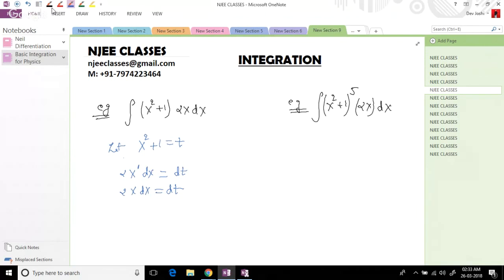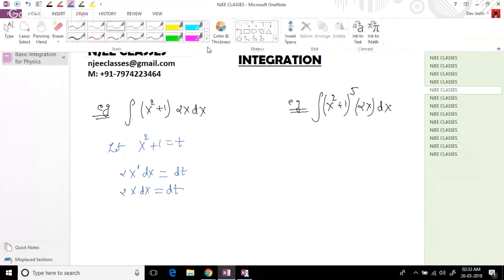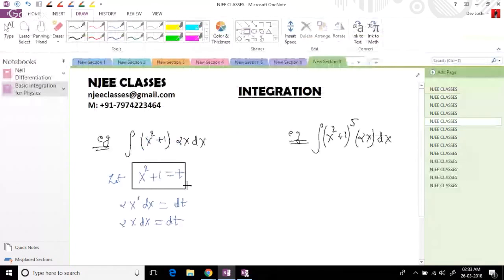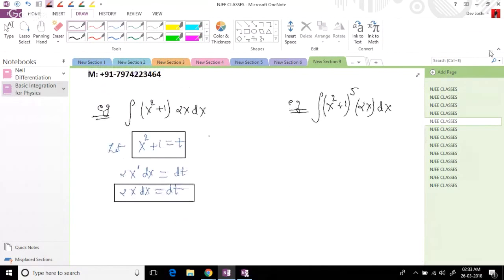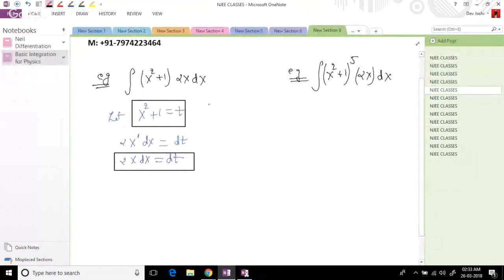Now put in the values. What values do we have to put in? We have to put in both values: this value, as well as the other value, 2x dx. Just put both these values in the above equation. So now what are we getting? We are getting integration of x square plus 1 is t, and 2x dx is dt. X square plus 1 is replaced by t and 2x dx is replaced by dt.